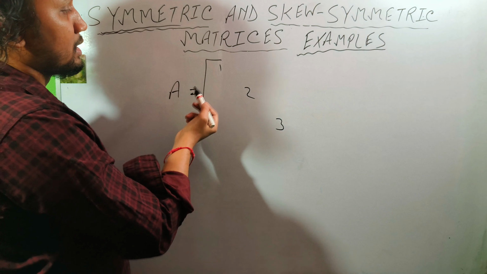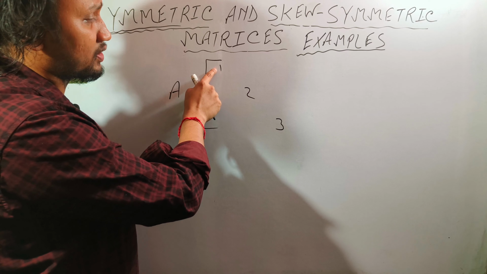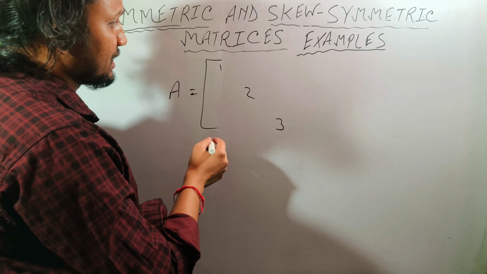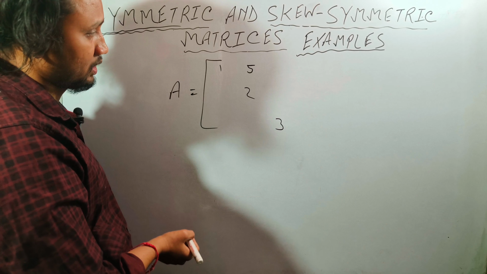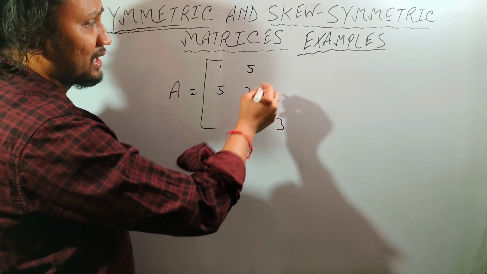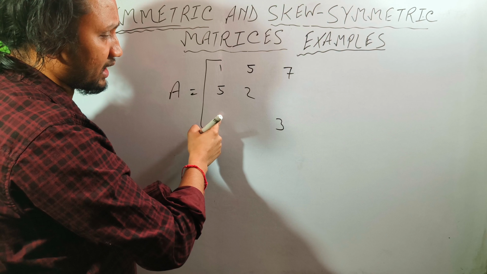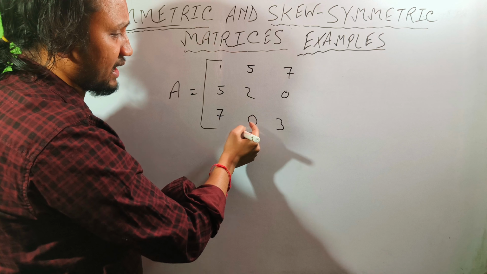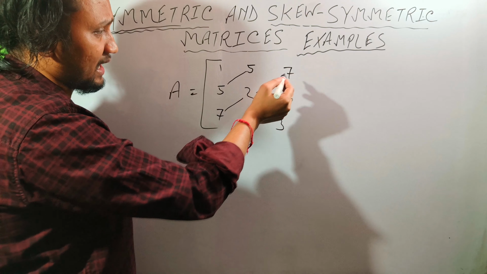Now, at first you have to take any elements along the principal diagonal. Let us consider 1, 2, 3. You may take other elements also. Now if you take here 5, then you also need to take 5 here. If you take 7, then you also need to take 7 here. If you take 0 here, then you also need to take 0 here. That is, in this way you have to choose elements.